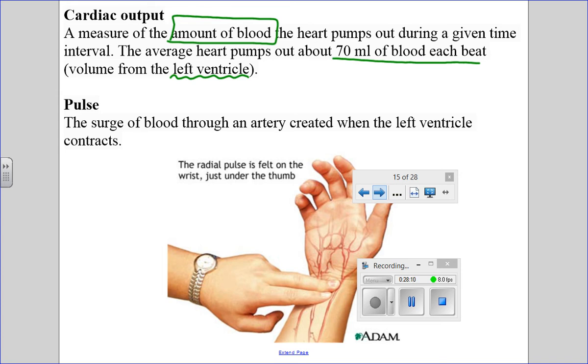Now your pulse is simply a surge of blood through an artery that you can feel, and it happens when your left ventricle contracts and sends blood through your body tissues.